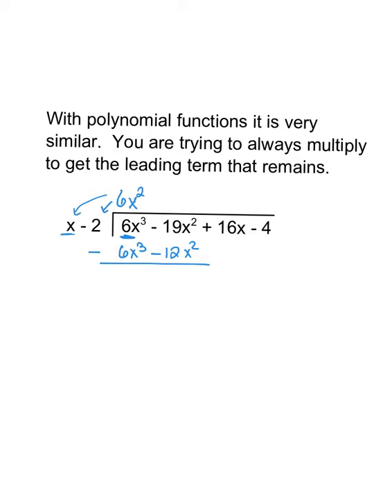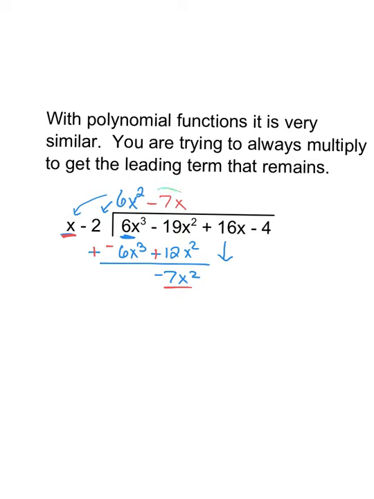Now I'm going to subtract. When I subtract, I like to keep the top, change the subtraction to addition, and change the signs after. So now when we subtract, 6x to the third plus negative 6x to the third is 0. Negative 19 plus 12 is negative 7x squared. And we're going to pull down the next term. Now I'm going to focus on this with the x. So x times what gives me negative 7x squared. Hopefully you pick negative 7x.